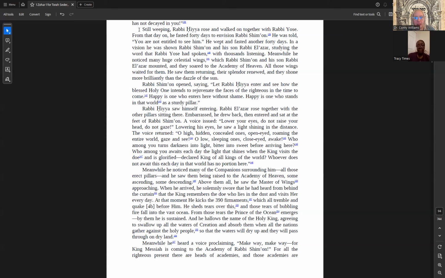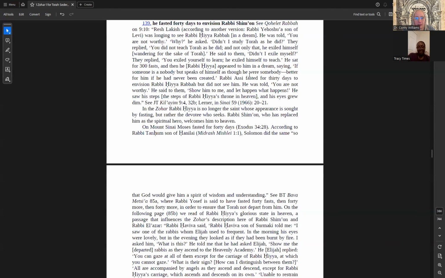Still weeping, Rabbi Chia rose and walked on together with Rabbi Yosei. From that day on, he fasted 40 days to envision Rabbi Shimeon. It's a long time to be fasting. Note 139. That's a long note here. And he fasted 40 days to envision Rabbi Shimeon.